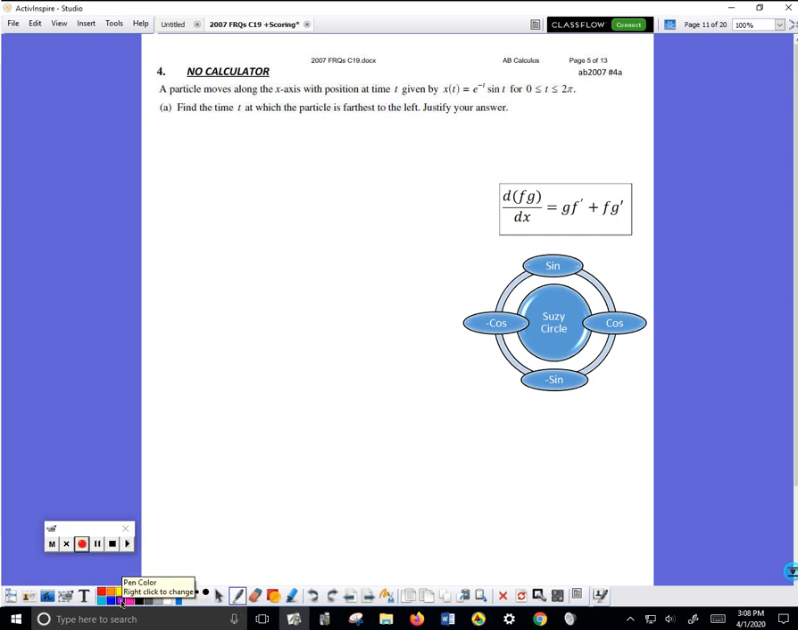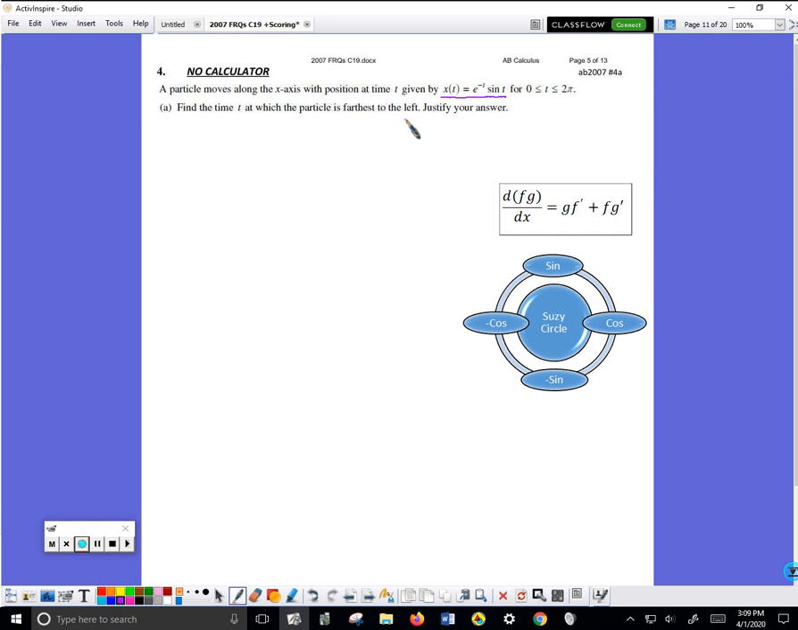A particle moves along the x-axis with a position given by that formula. So that part does seem very familiar to me. We have seen a lot of FRQs as we've practiced that deal with giving us a position formula. Find the time at which the particle is farthest to the left.